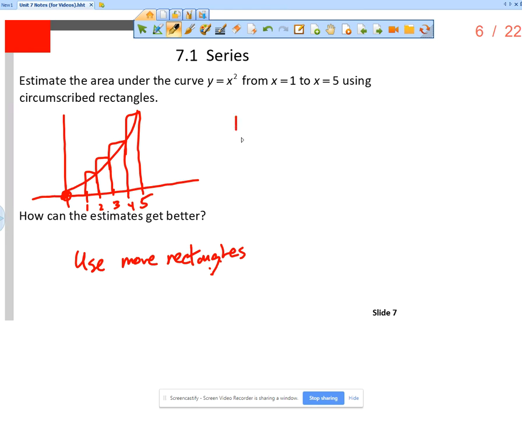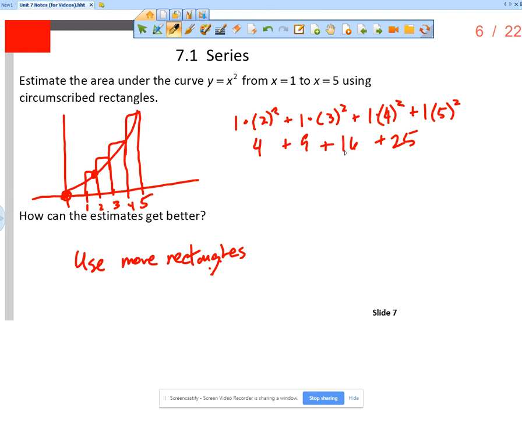I'm going to take the width of 1 and multiply it by the height. Well, what would the height be? Well, the first height is based upon 2, right? So it'd be 1 times 2 squared, right? Then plus 1 times 3 squared plus 1 times 4 squared plus 1 times 5 squared, right? So that's going to be my estimate using 4 rectangles. All right, so 1 times 2 squared, so 4 plus 9 plus 16 plus 25, right? So 4 plus 16, 20, 29 plus 25, right? Gives me 54. All right, so 54, that's my estimate.